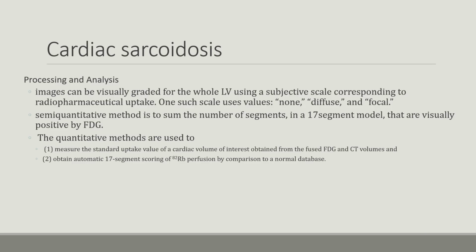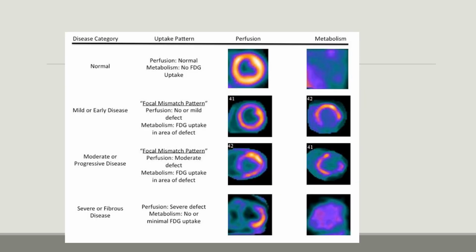With cardiac sarcoidosis, images can be visually graded for the whole left ventricle using a subjective scale or semi-quantitatively using the sum stress segments in the 17-segment model. This is an example of what the imaging would look like based on perfusion compared to the FDG portion.